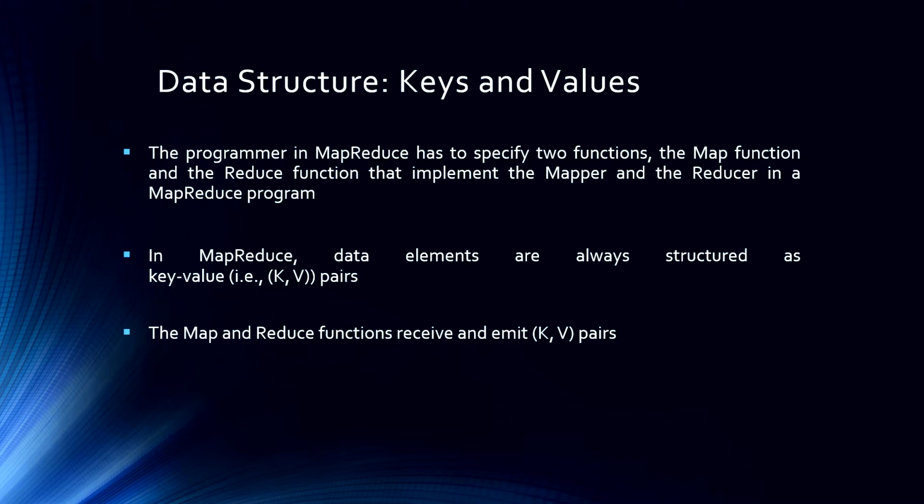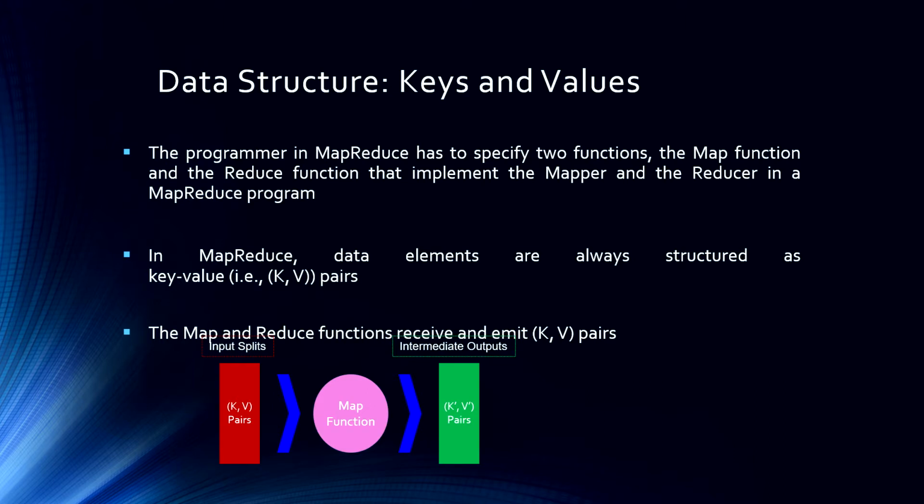So in MapReduce, data elements are always structured as key and value pairs. First we map them in the mapping part, where the mapper maps the keys and their values, and then we shuffle it. After shuffling, we reduce them. We count the number of keys and values that are there. So the map and reduce functions receive and emit key K and V pairs.